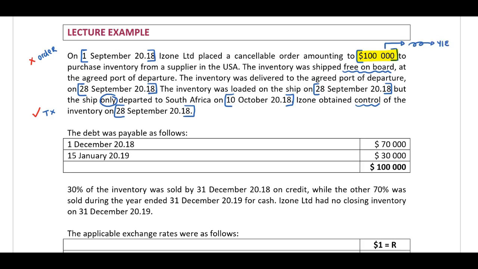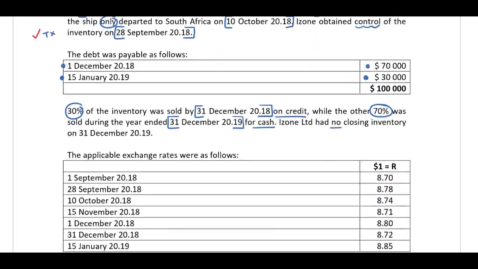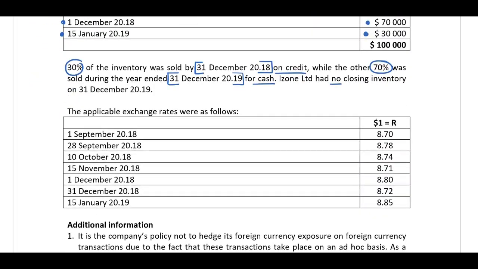The debt was payable as follows: 1 December 2018, 70,000, and 15 January 2019, 30,000. 30% of the inventory was sold by 31 December 2018 on credit, while the other 70% was sold during the year ended 31 December 2019 for cash. ISO Limited had no closing inventory on 31 December 2019. The applicable exchange rates were as follows.